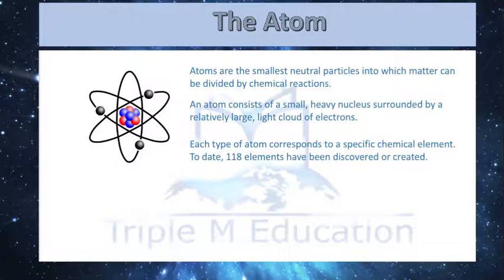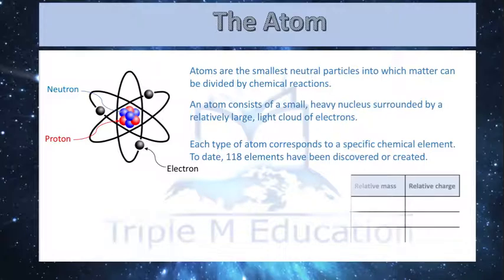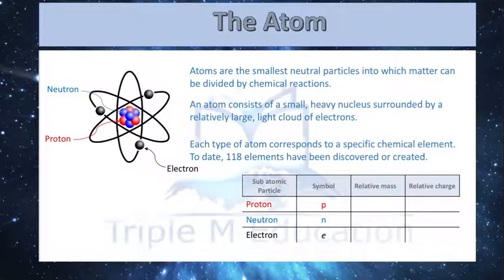Let's look at our diagram. In our nucleus, represented by the red spheres and the blue spheres, we have protons and neutrons. The electrons are the particles whizzing around it. So let's just look at the properties of our subatomic particles.